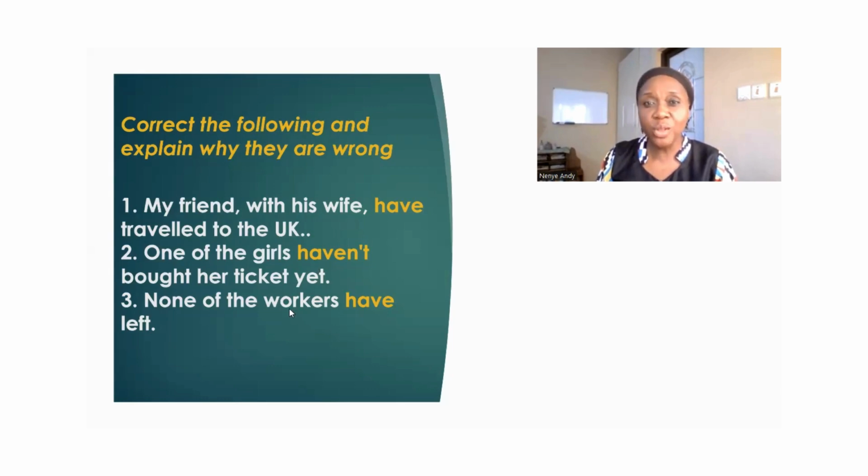And for the last one, I hope you got this. We did this earlier. None of the workers has, because none means nothing, no one, nobody. And that has to be what? Singular. None of the workers has left. So what's the correct thing? My friend with his wife has traveled to the UK. One of the girls hasn't bought her ticket yet. None of the workers has left.